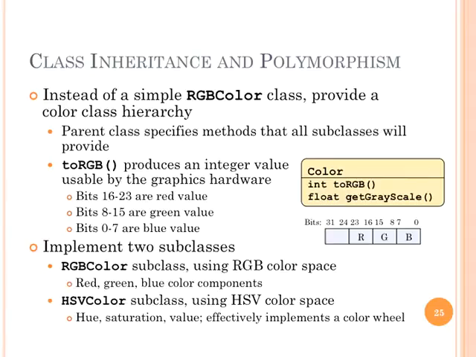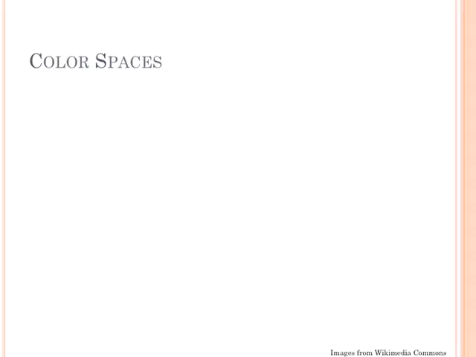We'll have RGBColor, which we already understand: red, green, and blue. And we'll have another one, HSVColor, using the HSV color space, which effectively implements a color wheel. A lot of times, if you happen to be a more artistically inclined person and like using Photoshop, or Illustrator, or any of these graphics drawing programs, you've probably come across a color wheel at some point.